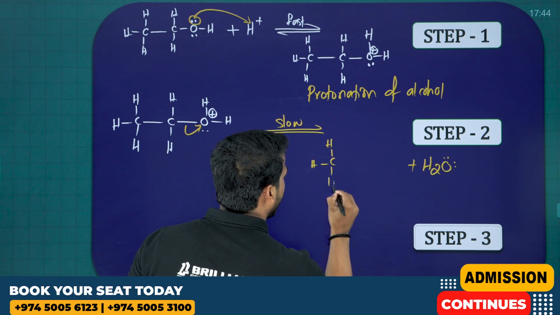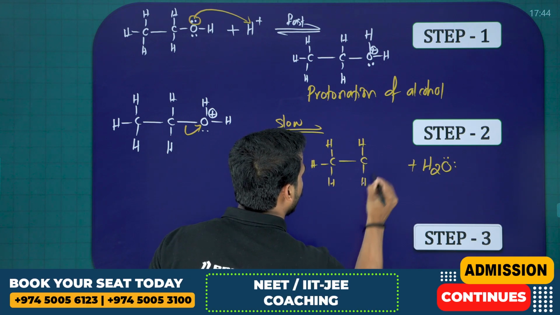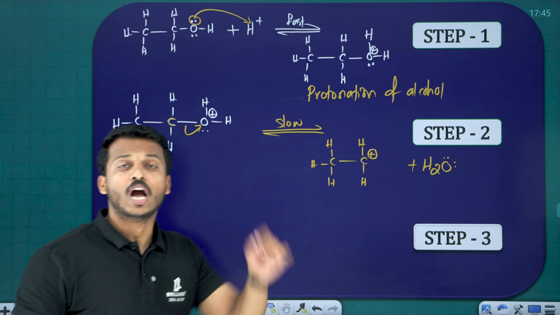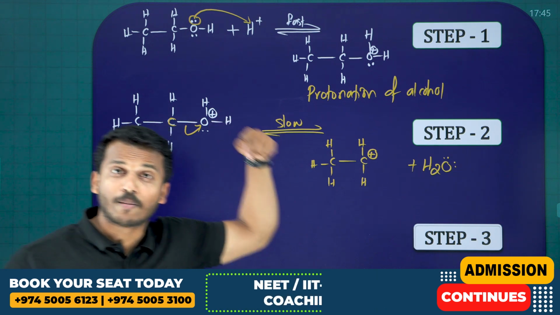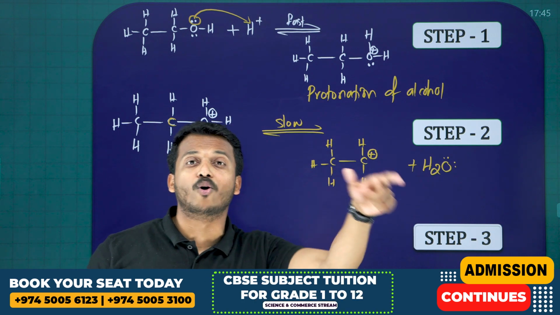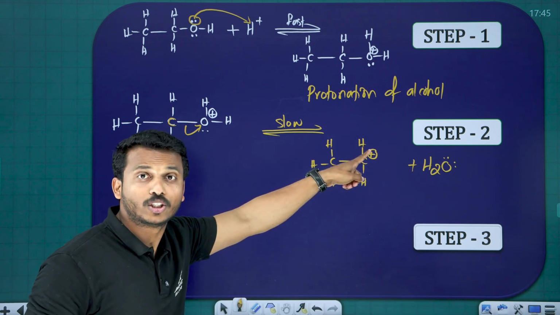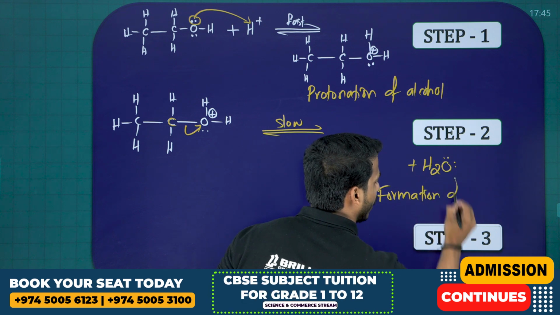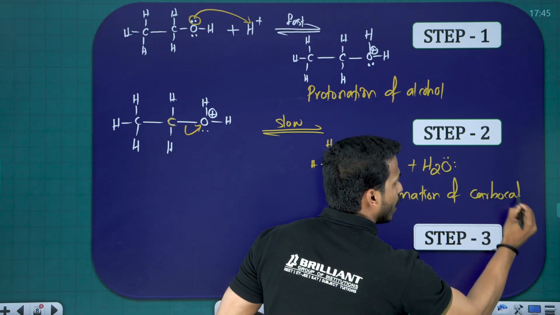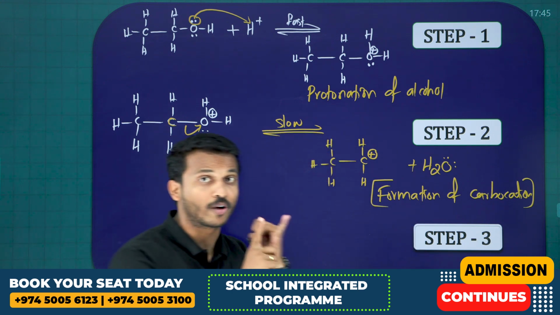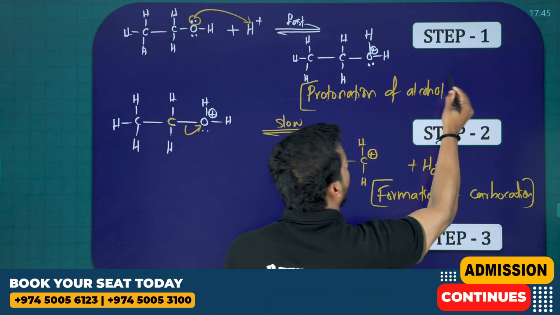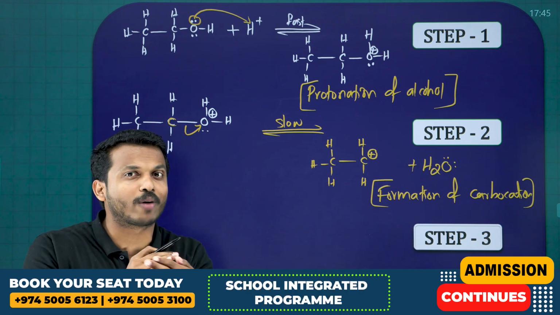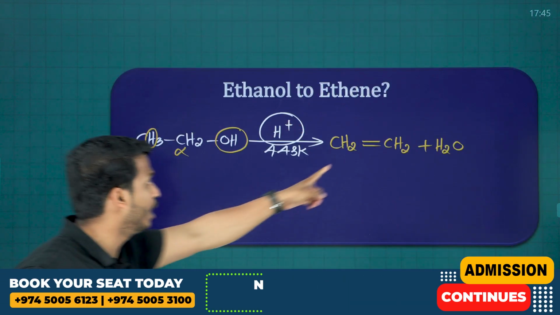We have CH3, then CH2, then the carbon carries a plus charge. So this carbon gets a plus charge. What can you call step number 2? Step number 2 is called formation of carbocation. Have you seen? A positive charge on carbon is generated. So the name of step number 2 is formation of carbocation. Don't forget step number 1: protonation of alcohol. Step number 2: formation of carbocation. We are close to our answer. What do we need to get?